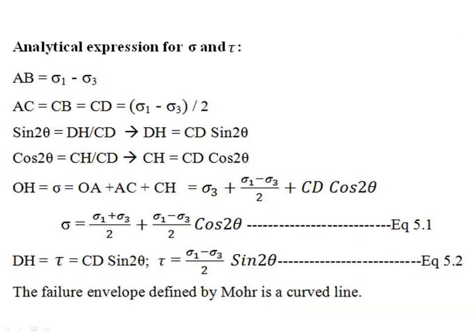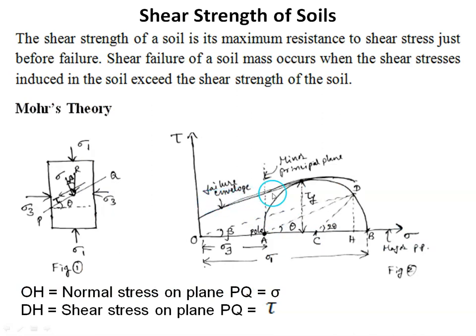So in Mohr's theory, the failure envelope, that is the tangent drawn to the Mohr circle, is a curved line. So here in case of Mohr's theory, the failure envelope is a curved line. And if you join the points O and D, we can find the angle beta, that is the angle made by the resultant with normal.